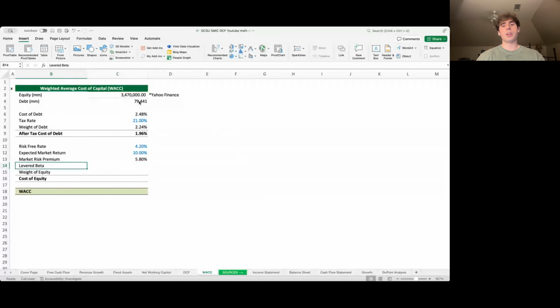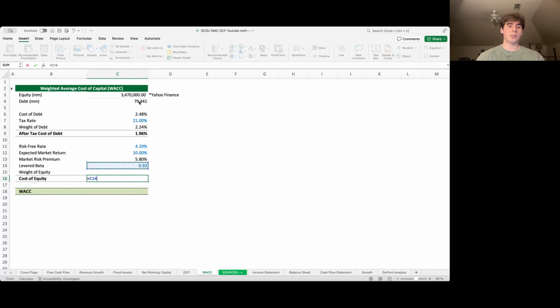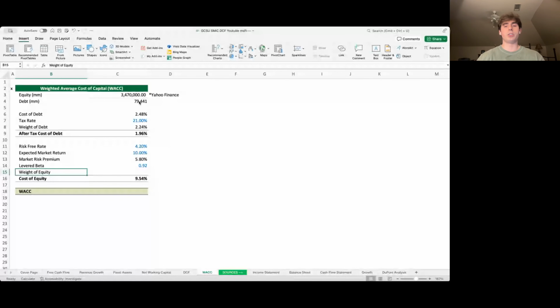Moving on to beta. Beta is how volatile the stock is relative to the market. Microsoft's beta is 0.92 according to Yahoo Finance. Now we can use this to solve for the company's cost of equity by using the CAPM formula. CAPM stands for Capital Asset Pricing Model. Formula for this is the risk-free rate plus beta times the market risk premium, which is the expected market return minus the risk-free rate. Moving on to the weight of equity, you take equity and you divide by the capital structure.